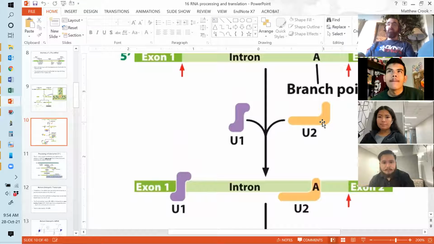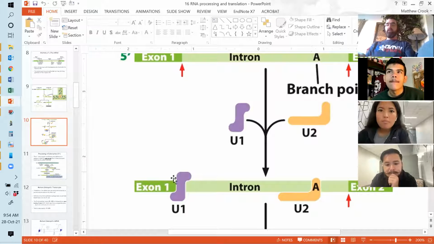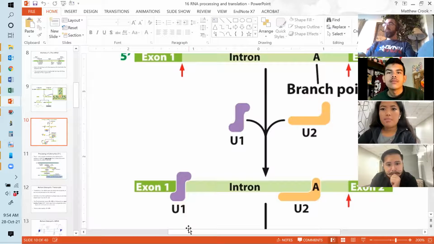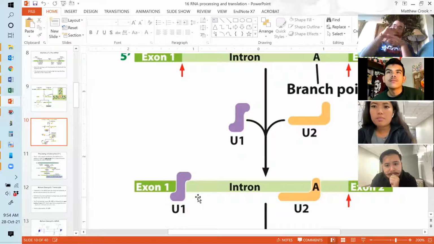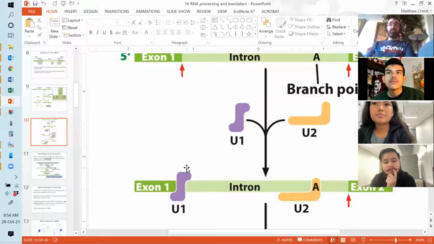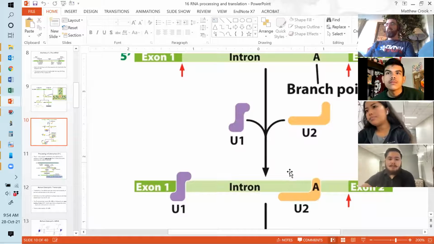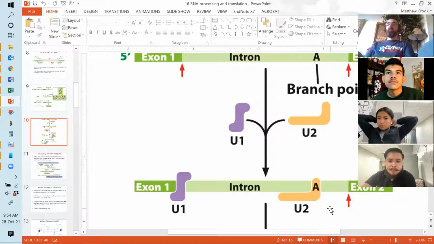Okay, so first things first, we need to recognize those features in the intron, right? And so that's what the first two snurps do. U1 recognizes the 5' splice junction. And again, this is based on the sequence of the RNA at that junction, right? So this is a protein that binds to the RNA very specifically only when it finds that series of bases, right? That's why if any one of those bases changes, this thing doesn't work. And then we have a second one, U2, which recognizes the branch point, right? So those bind.